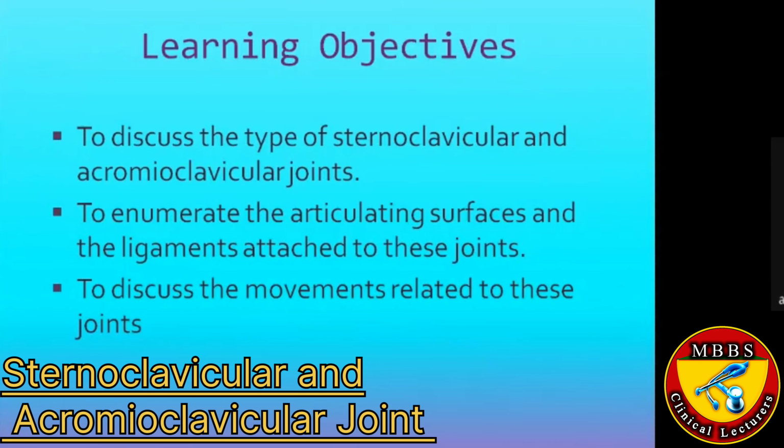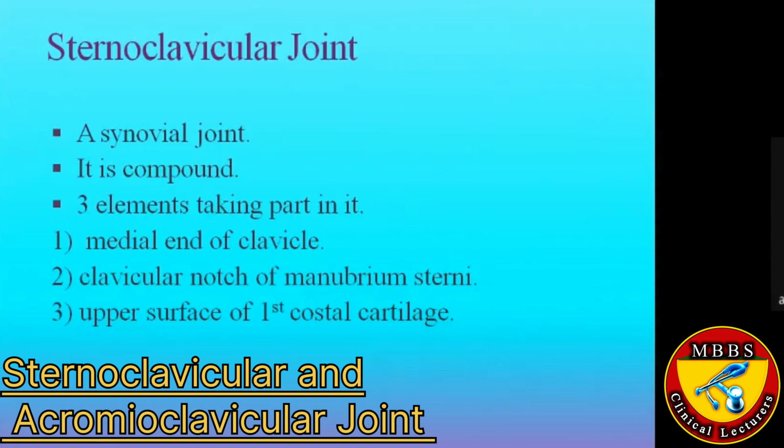Today's lecture is to discuss the type of sternoclavicular and acromioclavicular joints, to enumerate the articulating surfaces and the ligaments attached to these joints, and to discuss the movements related to these joints. Talking about the sternoclavicular joint, it is a synovial joint, which is a compound type of a joint.